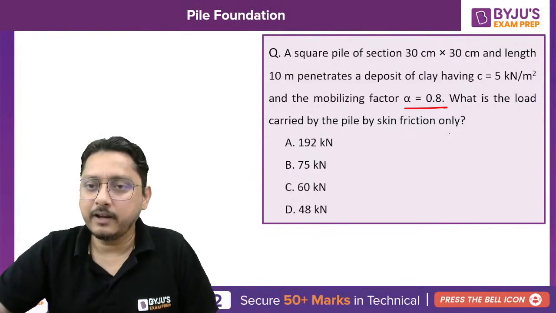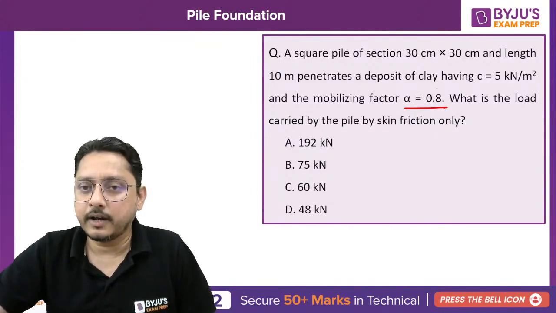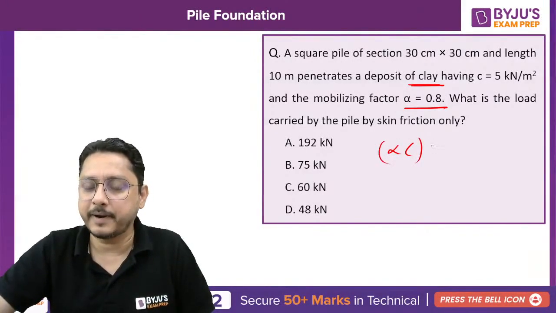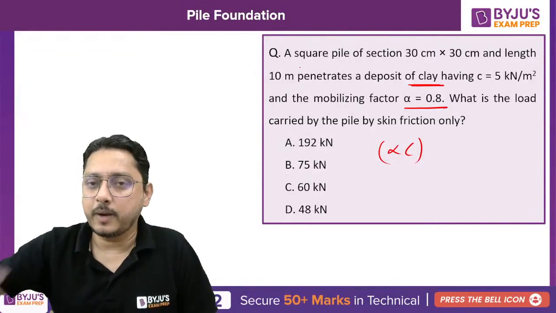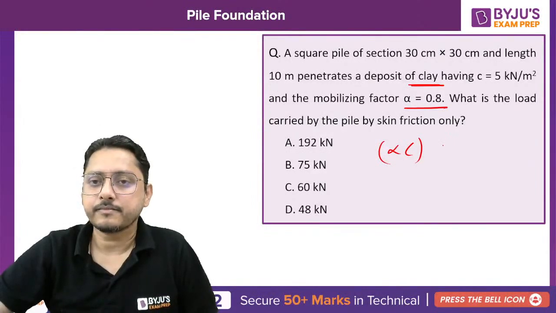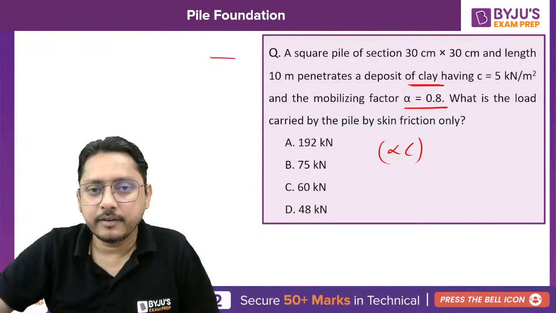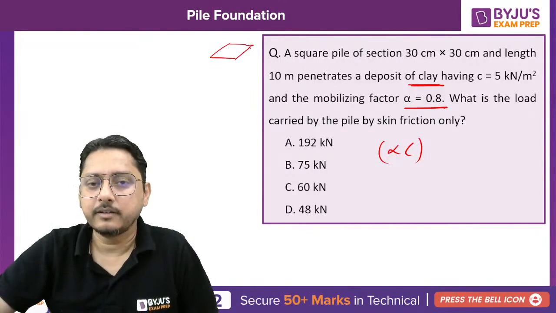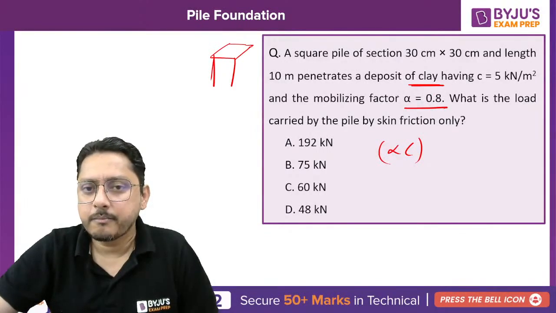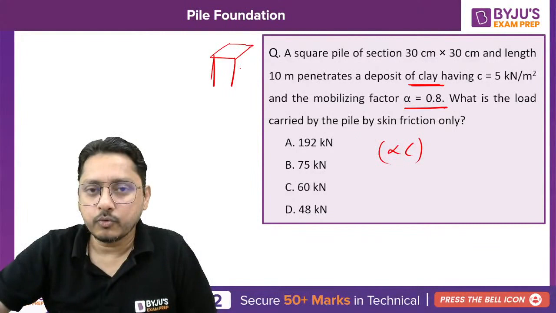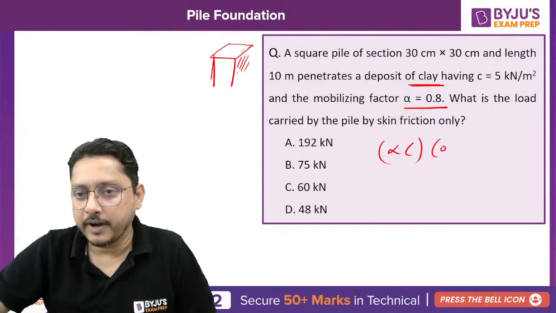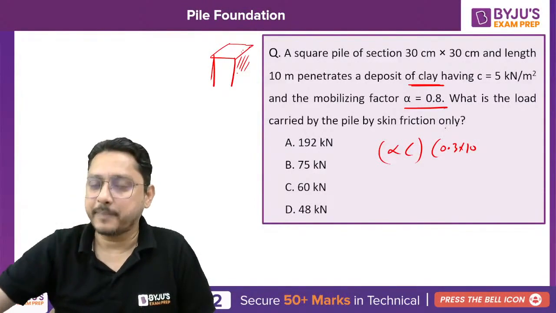If it is a square pile, the load carried on a deposit of clay, that is on cohesive soil, is simple: alpha C multiplied by area. Now if it is a square pile, the surface area: 30 by 30 is the dimension of the pile, and it is at a depth of 10 meter. So one surface area will be 0.3 meter into 10. So 0.3 into 10 is one surface area, multiplied with the 4.